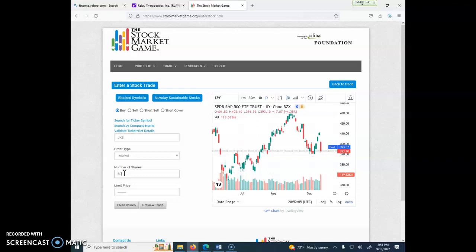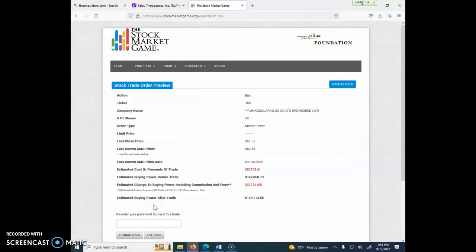Before I'm allowed to make this purchase, the game requires me to preview the trade. I'm going to preview the trade. And here it tells me I want to buy a company with a ticker of JKS. The name of that company is Jinko Solar Holding Company Limited. I said I want 60 shares. It's a market order. Price per share is $61.57. I don't worry about this last known price. That was a price that someone bought it at before.